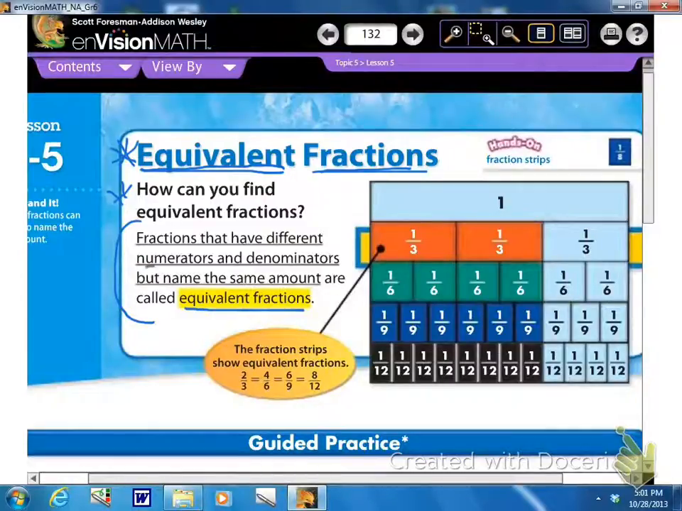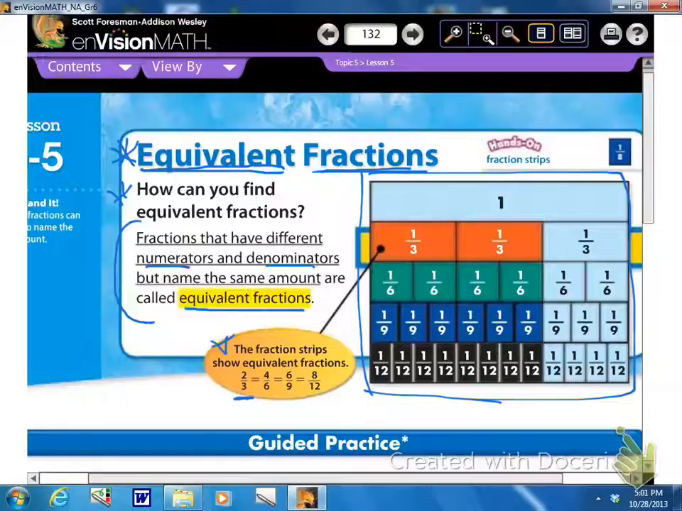So although their numerator, top number, and denominator, bottom number, may be different, it's possible that they are actually naming the same amount. Look at the picture over here with these fraction strips. They point out that the fraction strip shows equivalent fractions. For example, the first number they say is 2/3. So we're looking at these 2/3 here, 2 of the 3/3.